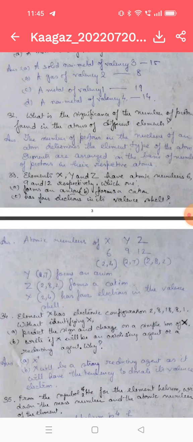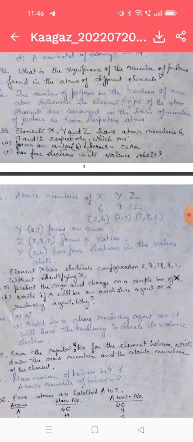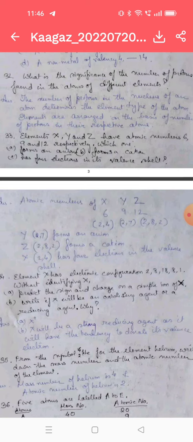Then 2, 8, 2 is Z. Z is forming a cation because it is giving away 2 electrons. It has 2 extra electrons which it will give away to form the octet, and therefore it is a cation. Then X has the electronic configuration 2 and 4, that is, 4 electrons in its valence shell. So this question is solved.